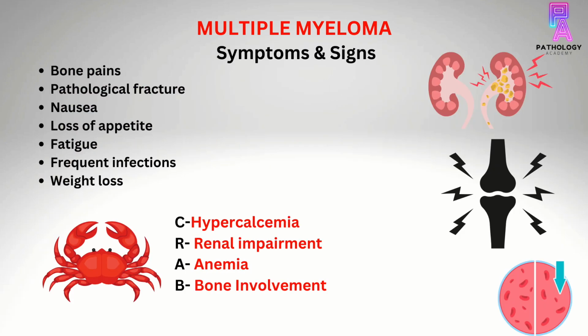Coming to the signs and symptoms of multiple myeloma. The patients generally present with bone pains, pathological fracture, nausea, loss of appetite, fatigue, frequent infections, and weight loss. Hypercalcemia, renal impairment, anemia, and involvement of bone are four very characteristic features of multiple myeloma, and it can be memorized by the mnemonic CRAB. C for hypercalcemia, R for renal impairment, A for anemia, and B for bone involvement.